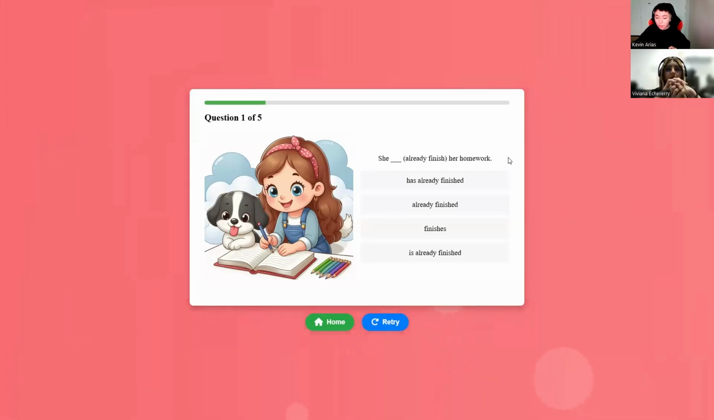So remember, present perfect uses has or have plus past participle. Already indicates completion. So in this case, the correct answer is has already finished.